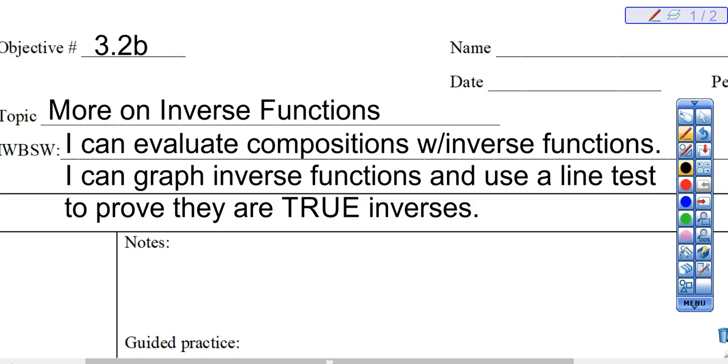And then you can graph inverse functions and use a line test to prove that they're true inverses. So instead of doing the inverse theorem that we were working on yesterday, where we were plugging one function into the other to see if they would undo each other inversely, we're going to do it with a graph. And it's nice, it's visual, and you can just immediately see, yeah, these are definitely inverses. Like the horizontal line test and the vertical line test, the line test for inverses is also pretty immediate. You can see it, okay?